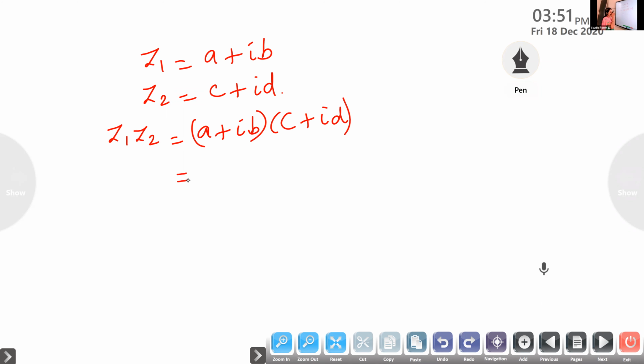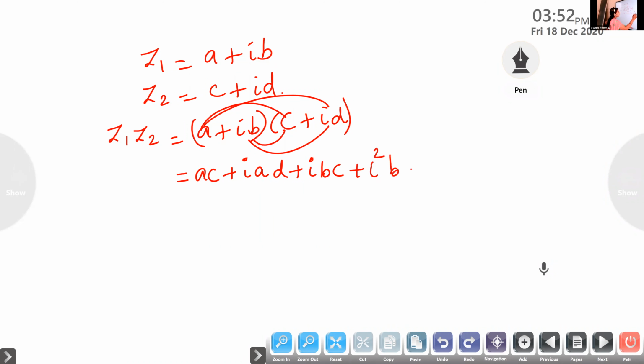Listen children, the usual multiplication. So, you take A and multiply with this. So, AC plus iAD. Then multiply these two: plus iBC plus i square BD. I into i we can write as i square. So it is AC plus iAD plus iBC. What is i square? Minus 1. I square is minus 1 into BD.